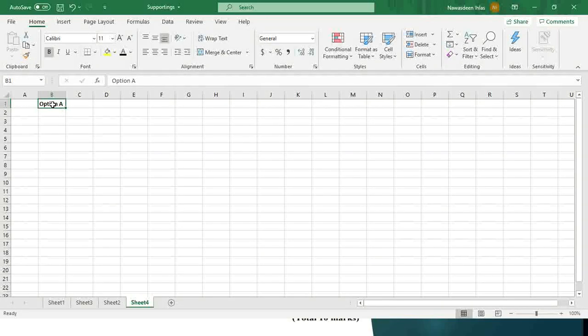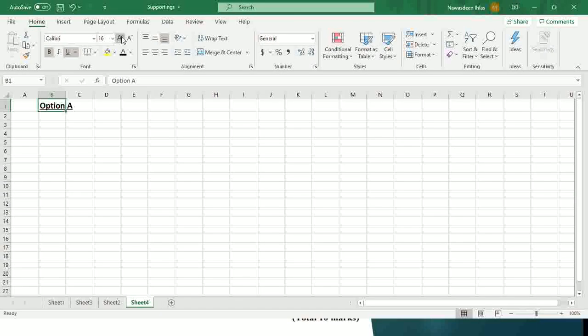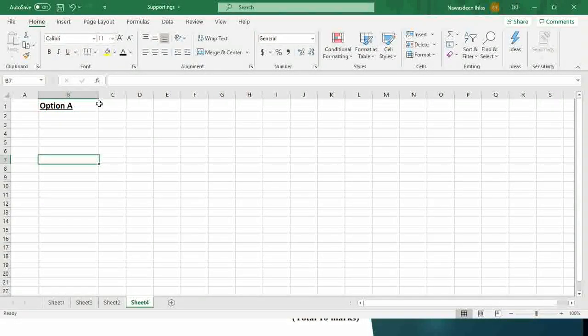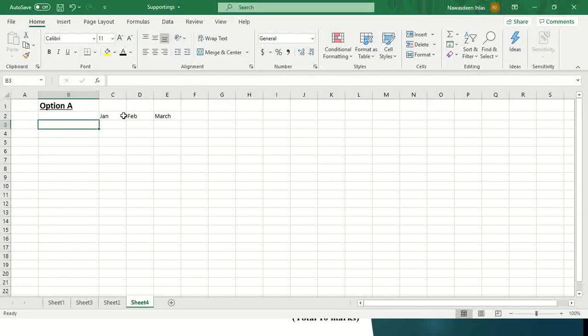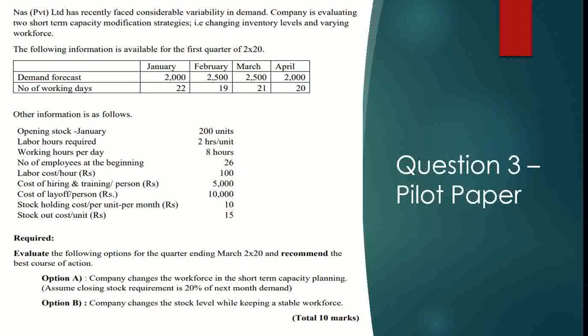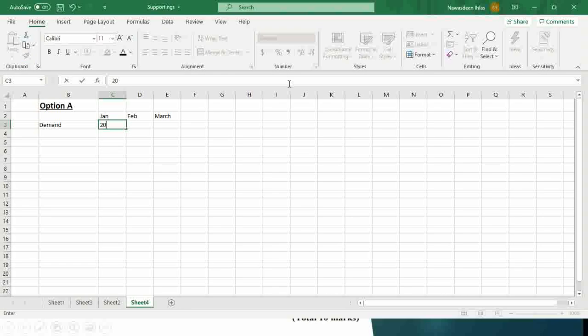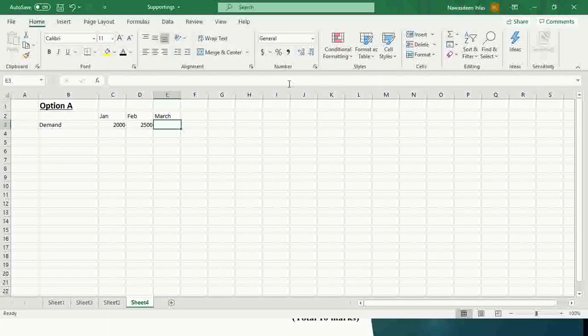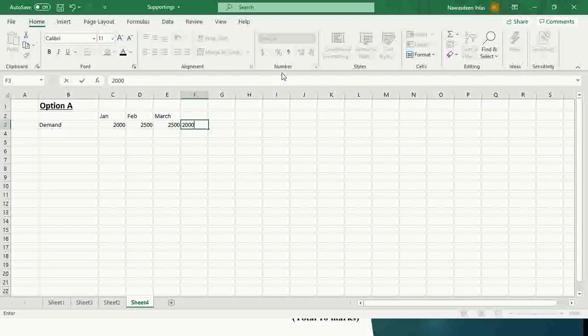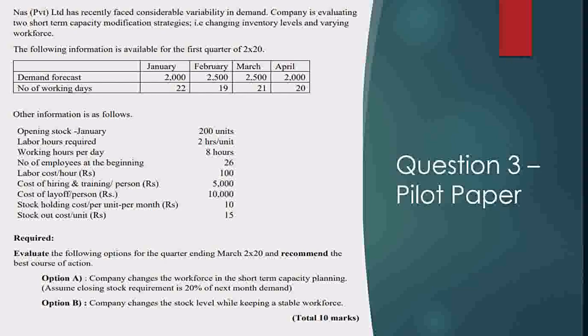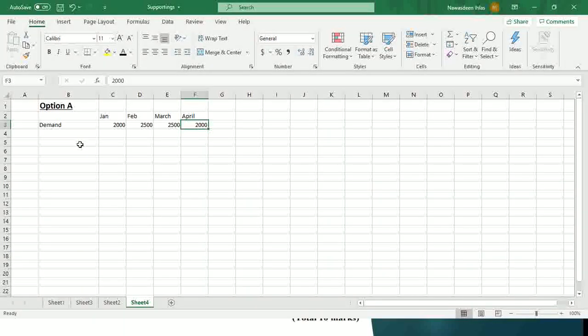Option A, what they are saying in option A? They are only going to control the workforce. Okay. So January, February, and March. So demand they have given: 2000, 2500, 2500, 2000. Right, so this is the demand level.